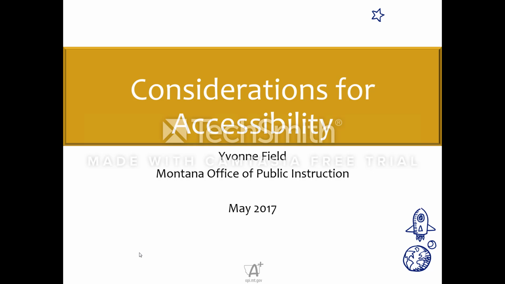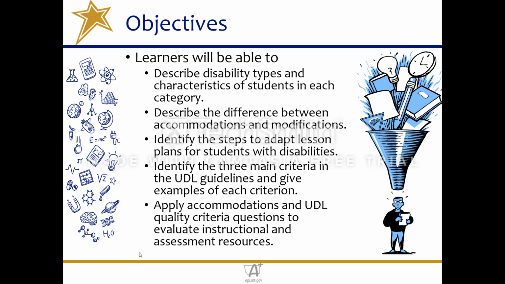This presentation will provide an overview of accessibility for students with disabilities. By the end of this module, learners will be able to describe disability types and some of the characteristics of students in each category, describe the difference between accommodations and modifications, identify the steps to adapt lesson plans for students with disabilities, identify the three main criteria in the Universal Design for Learning Guidelines and give examples of each criterion, and understand how to apply accommodations and Universal Design for Learning quality criteria questions to evaluate instructional and assessment resources.